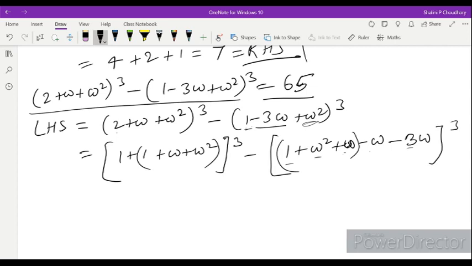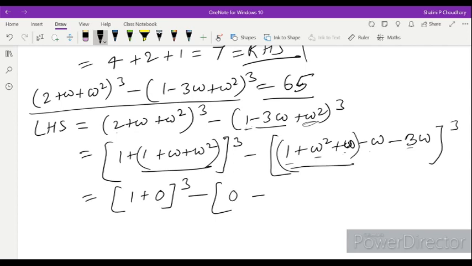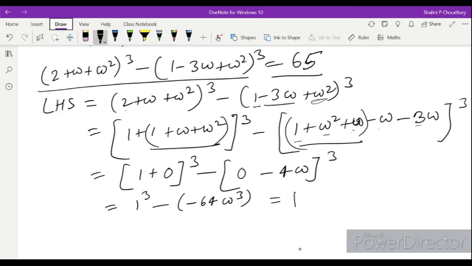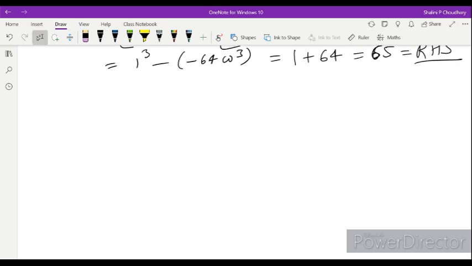So now can we write this? 1 plus omega square plus omega will be equal to 0. So what will be the value? 1 plus this one will be 0, cube, minus this one will be 0, and minus omega minus 3 omega will be equal to minus 4 omega, cube. So this will be equal to 1 cube, and this will be equal to minus 4 cube. So it will be equal to minus 64 omega cube. Okay, so 1 minus and minus plus 64, and omega cube will be equal to 1. So 64 into 1 will be 64. So that is equal to 65, and that's equal to RHS. Hence proved.